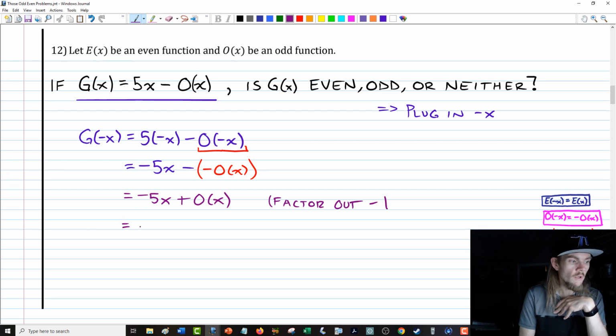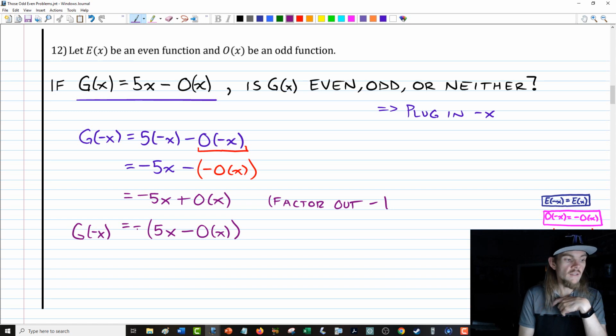So here's what we're going to do. Pull out that GCF of negative 1. I'll just write it as a minus sign. If I pull out a negative sign from 5x, that's going to be 5x. And if I pull out a negative sign from positive o of x, that's going to become negative o of x. So what we just found is that g of negative x is negative 5x minus o of x. And here's the thing, we've seen that before. Deja vu. 5x minus o of x is g of x.